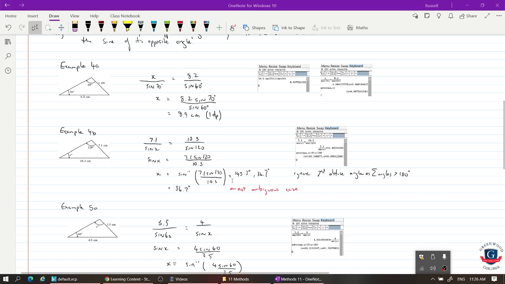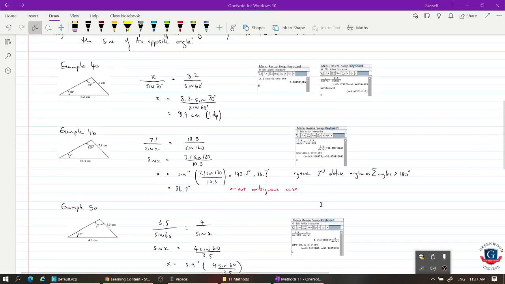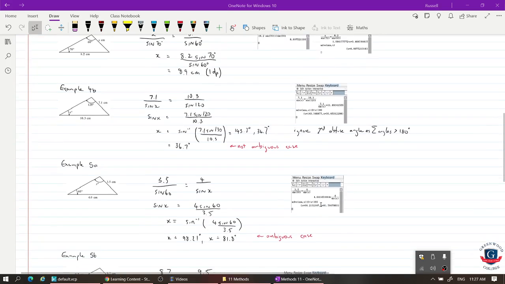So the obtuse angle is not valid and can be ignored, and we're left with 36.7 being our solution. And over here I've put the reason why we've ignored it: ignore the second obtuse angle, as the sum of the angles is greater than 180 degrees. And that finishes off example 4.